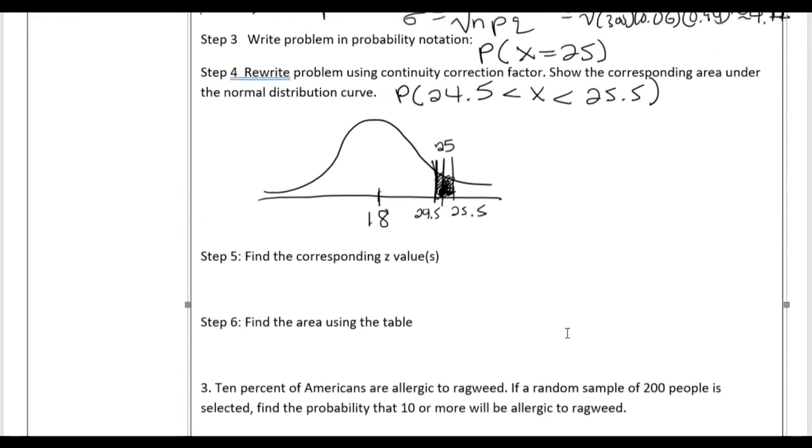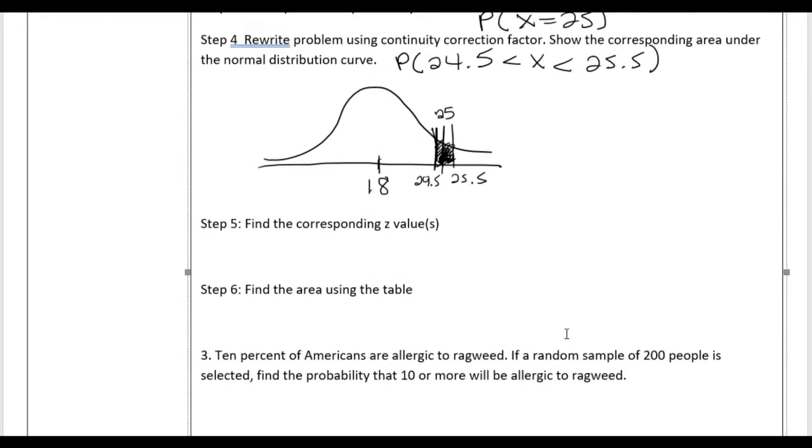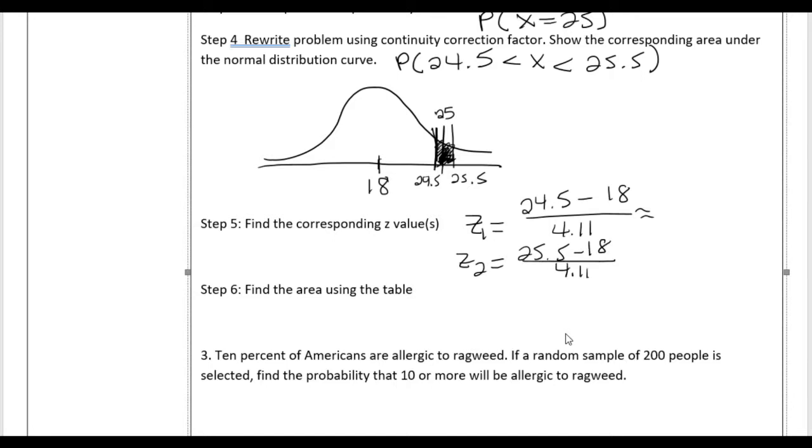All right, so find the corresponding z values. We're going to calculate 2 z values here. So we have z1, x minus mu, so 24.5 minus the mu, which is 18, over the standard deviation 4.11. And then we're going to do z2, 25.5 minus 18 over 4.11. So we're going to get those 2 values.